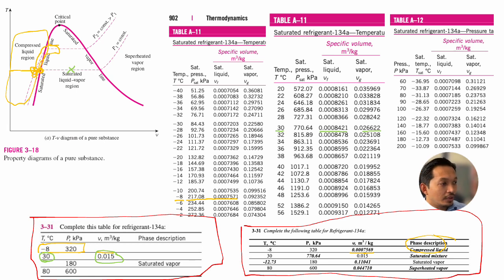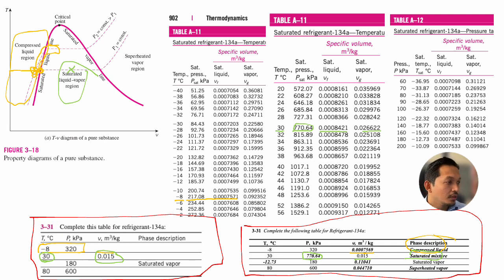And so for that, the value for the pressure is definitely this one, 770.64, because we know that it is located in between, and the phase description is saturated liquid vapor region. So here you can see that the answer is 0.015, pressure is 770.64 at 30 degrees C, and the region is the saturated liquid and vapor region. Okay, right.